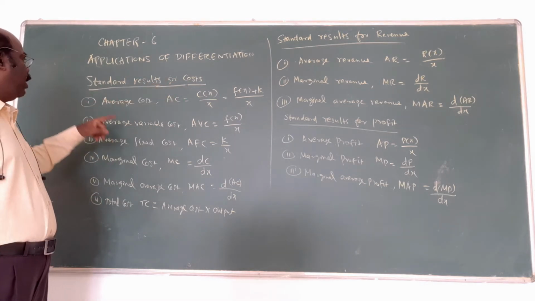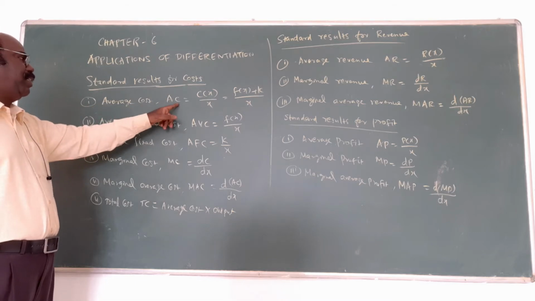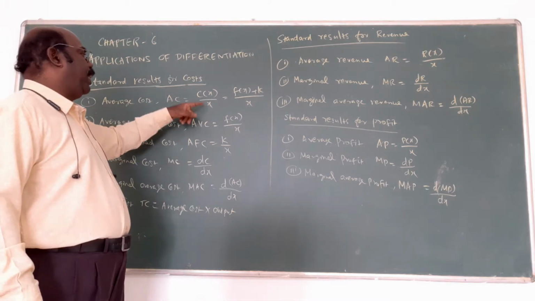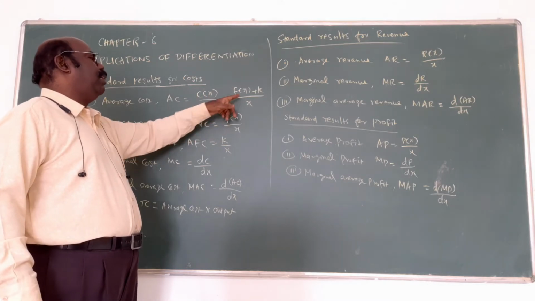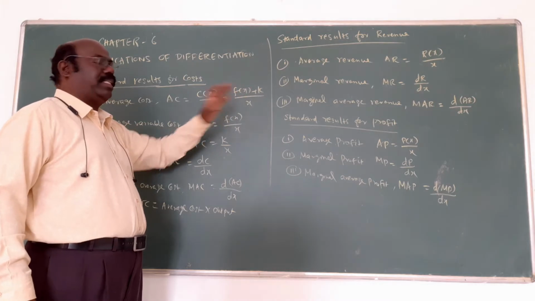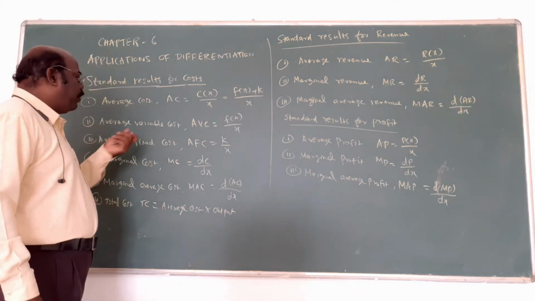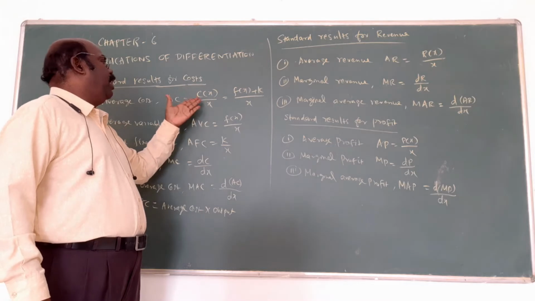Average cost is equal to C of x by x, total cost by x. And the cost is what? The function involving f of x plus a constant, and the whole thing's derivative. Average variable cost means without the constant. Suppose the cost is what?